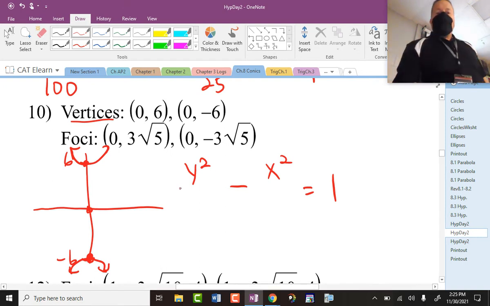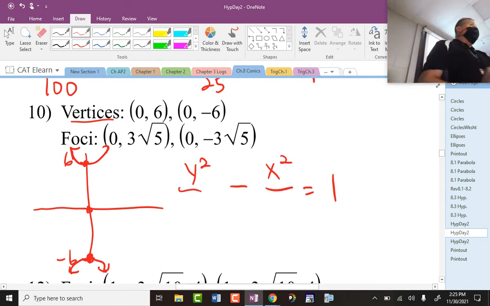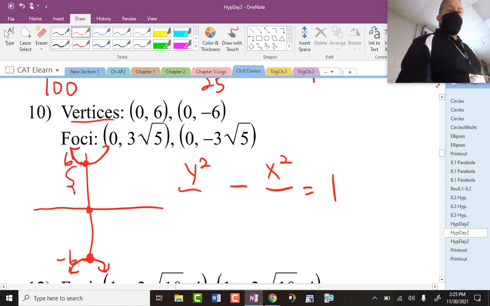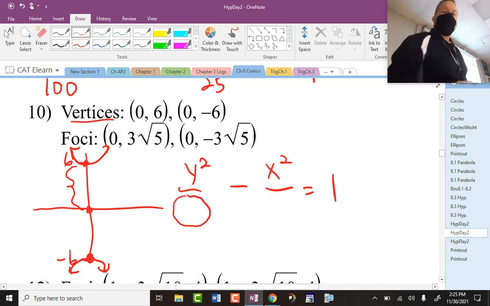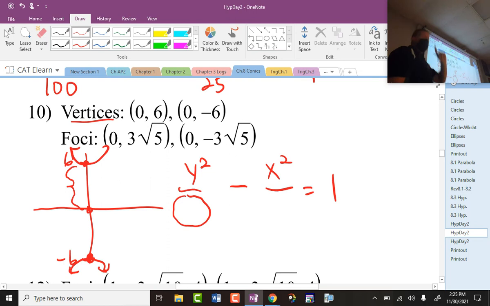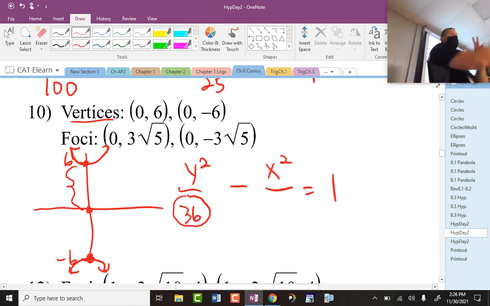All right. And then you also know one more thing before I even look at the other stuff. What is this distance from here to here? It's actually an easy question. 6, and that is the what radius? The y radius. Y-axis radius. So what do I put under here? 36 is the correct answer. You now have 2 points out of 3.